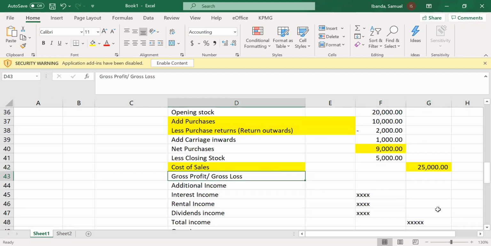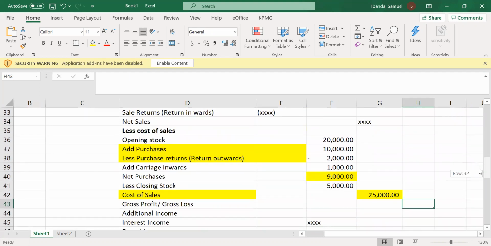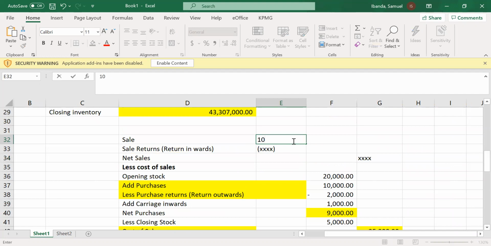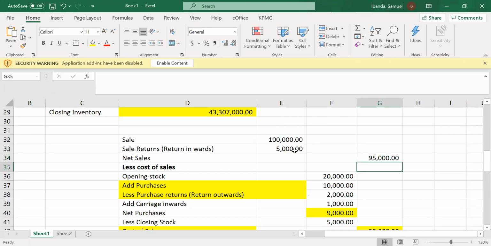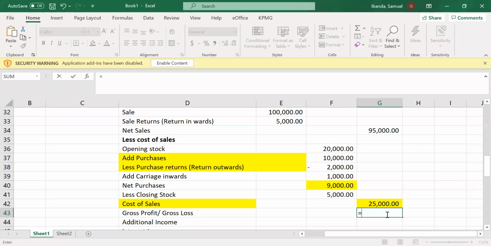So let's imagine this is my profit. Remember, I tried to put profit in this column. Remember, what do we get profit from? Let me also use dummy figures here. Maybe this was 100,000, and then this is, let's say, 5,000. My net sales was this minus this, which is 95. So you're going to see something here. My gross profit is this minus this.